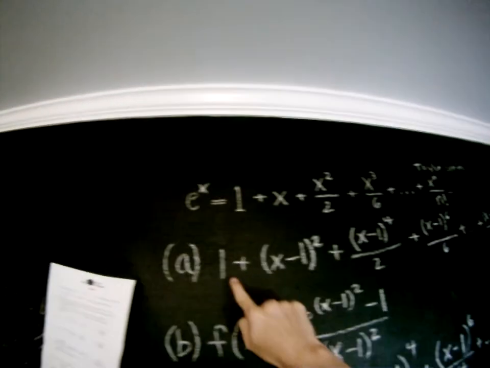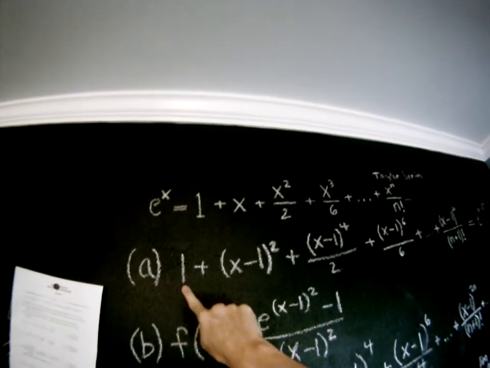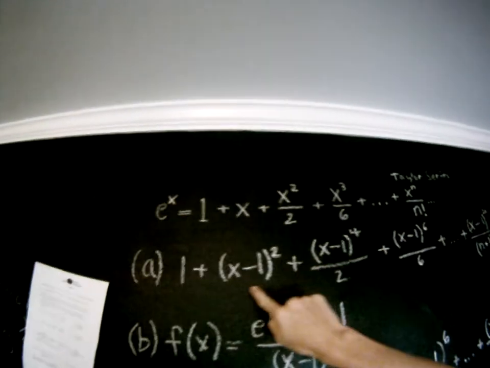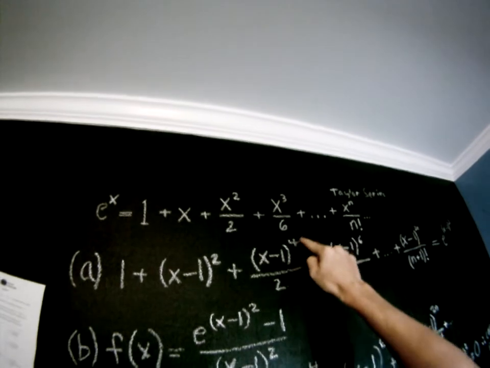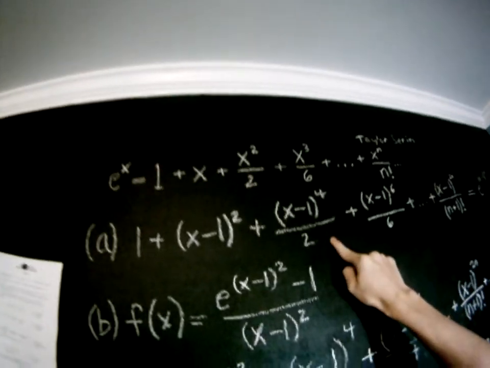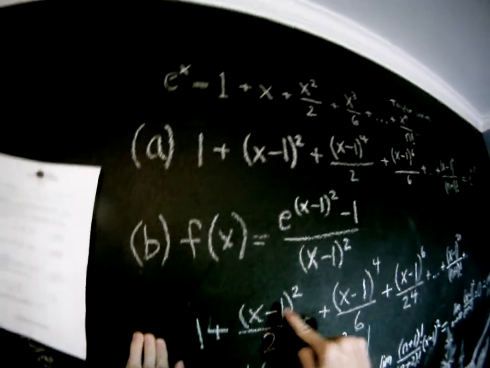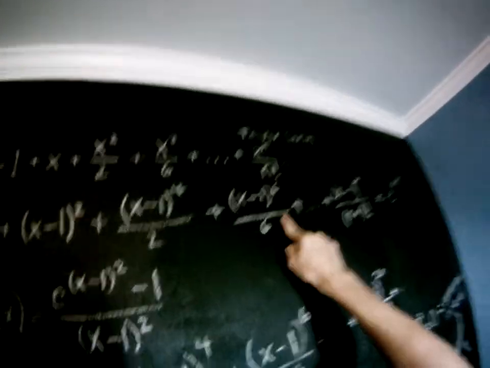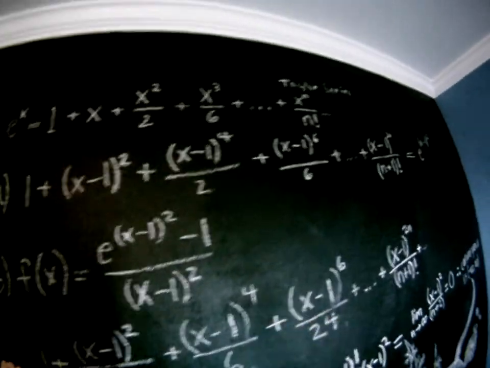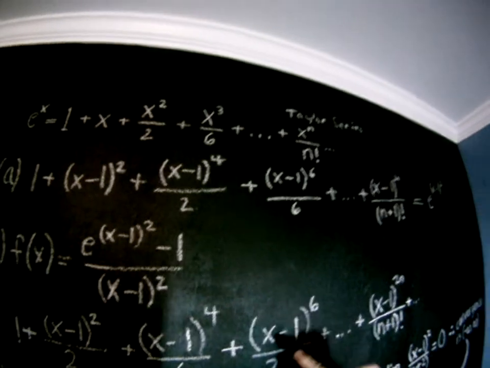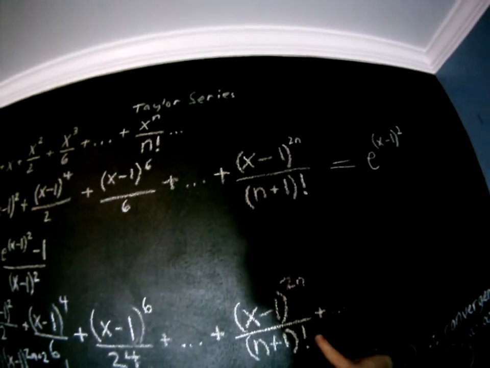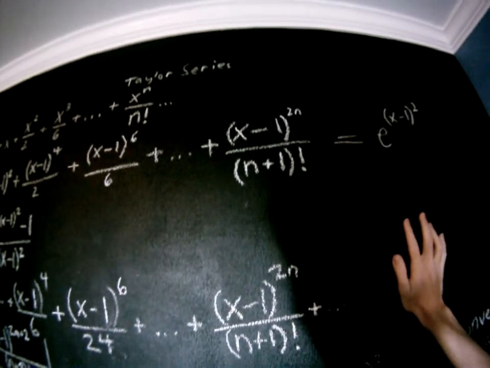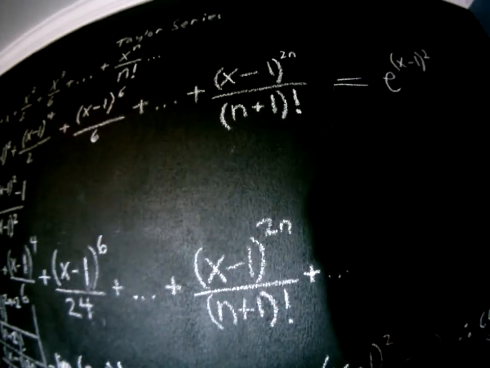So when you subtract 1, that gets rid of that one. Now if you divide every term by (x minus 1) squared, that becomes this one. And (x minus 1) to the fourth over 2 divided by (x minus 1) squared will give you (x minus 1) squared over 2. And then the next one will give you (x minus 1) to the fourth over 6. The next one, (x minus 1) to the 6 over 24. And that gives you the general term of (x minus 1) to the 2n over (n plus 1) factorial.